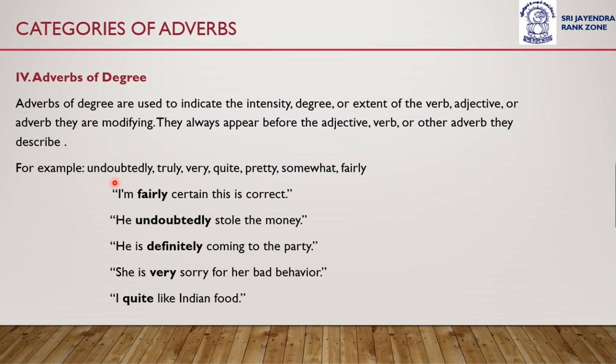Let's move on to our next category of adverbs. Adverbs of degree. Adverbs of degree are used to indicate the intensity, degree, or extent of the verb, adjective, or adverb they are modifying. They always appear before the adjective, verb, or other adverb. For example, undoubtedly, truly, very, quite, pretty, somewhat, fairly. So these are some of the examples of adverbs of degree. All right.